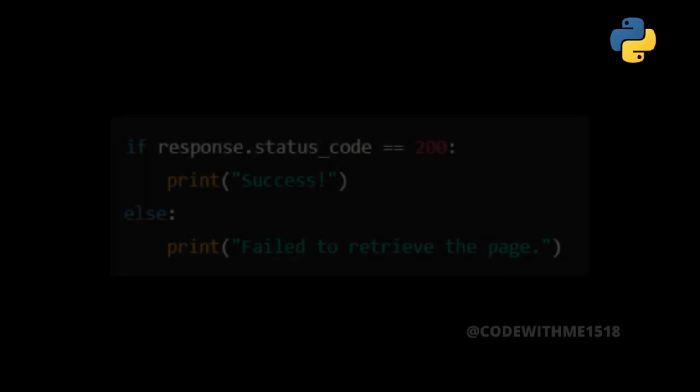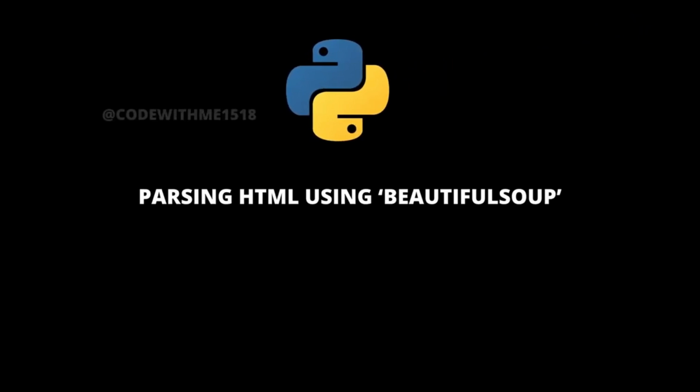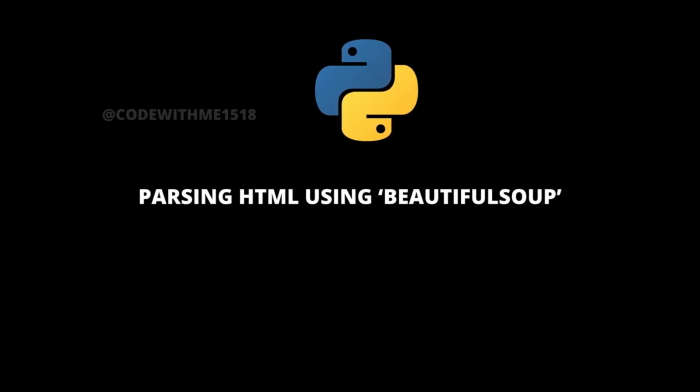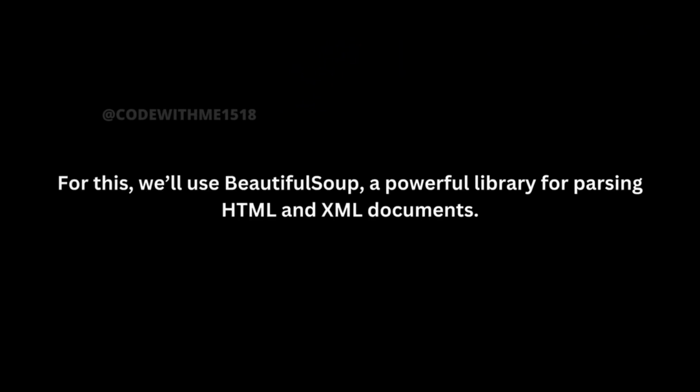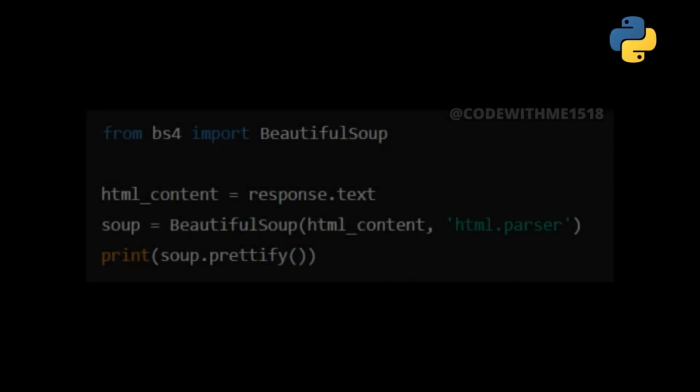You can also check the status code to ensure the request was successful. A status code of 200 indicates that the request was successful, while other codes can indicate various types of errors. After fetching the web content, the next step is to parse the HTML. For this, we'll use Beautiful Soup, a powerful library for parsing HTML and XML documents. Here's how you can parse HTML using Beautiful Soup.